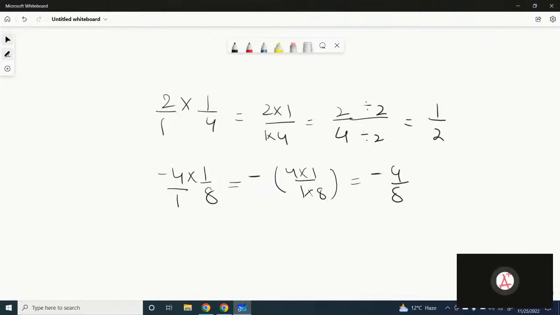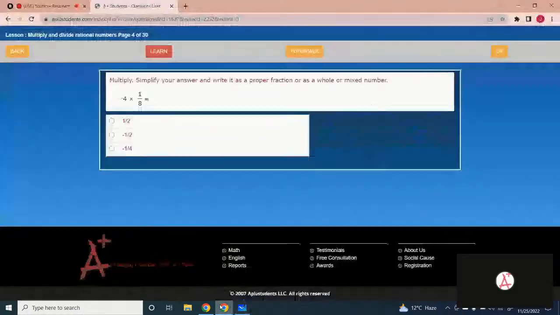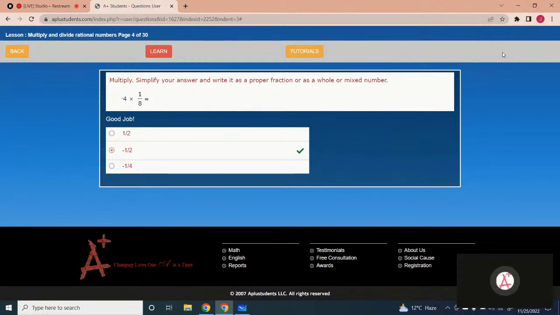So you have a common number, just divide them by 4. When you divide them by 4, 4 divided by 4 is 1 and 8 divided by 4 is 2. So it would be negative 1 over 2. Got it? Just select the correct option and click on the OK button.